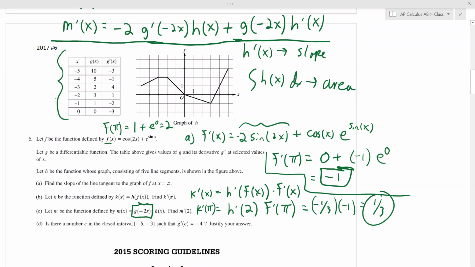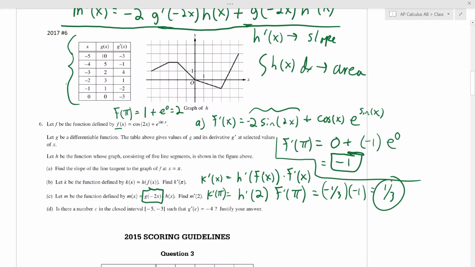So when they ask you this existence stuff, like is there a place where this happens, it's going to be either IVT or MVT. IVT happens when they give you values for the function they're asking about. So because they're asking me about G prime and I have a table of G prime values, I can look and see if G prime ever goes from below to above negative 4. And if you look at this, it doesn't. It's negative 3 to negative 1 to 4, 1, negative 2, negative 3. So G prime in the data we're given never goes below negative 4. Okay, so we can't use IVT to show it.